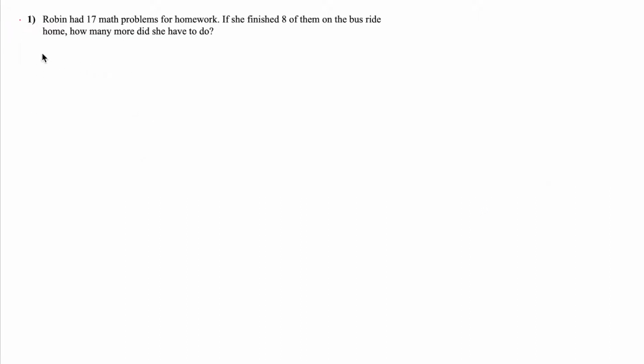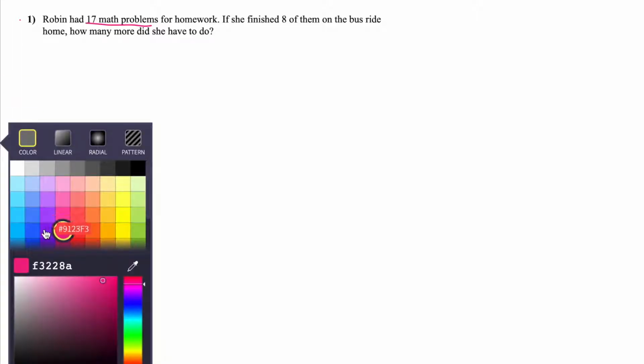So we're going to start out with a quick warm-up problem. So this problem reads, Robin had 17 math problems for homework. If she finished 8 of them on the bus ride home, how many more did she have to go? So we're going to start with color coding each of these. So Robin had 17 math problems total for her homework. Now, she already finished 8 of them.